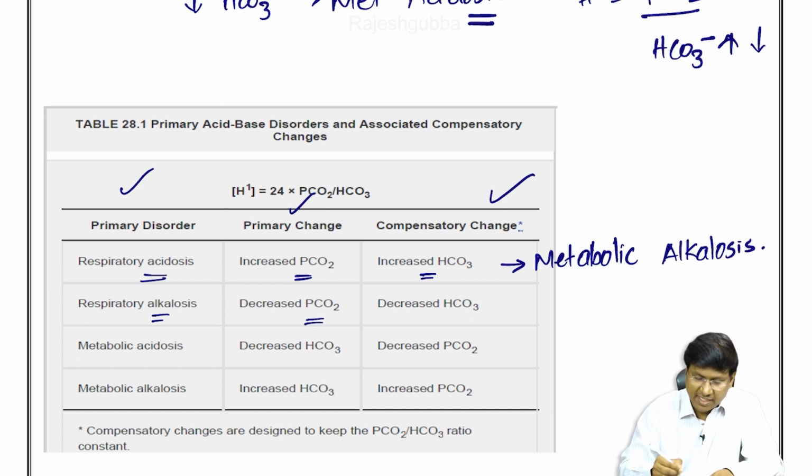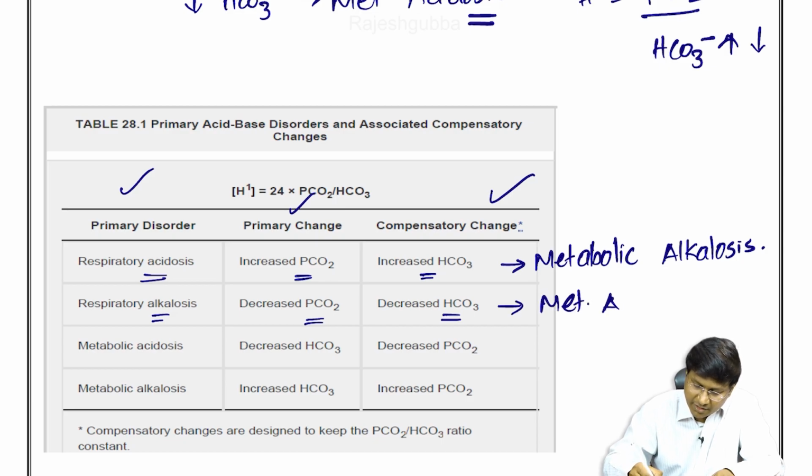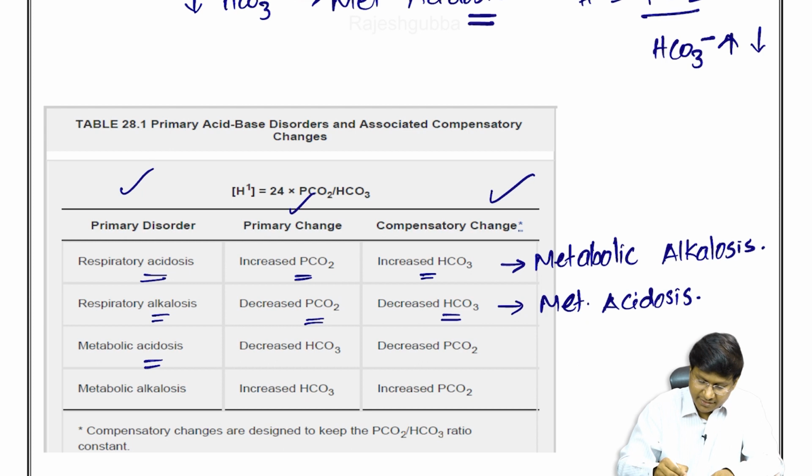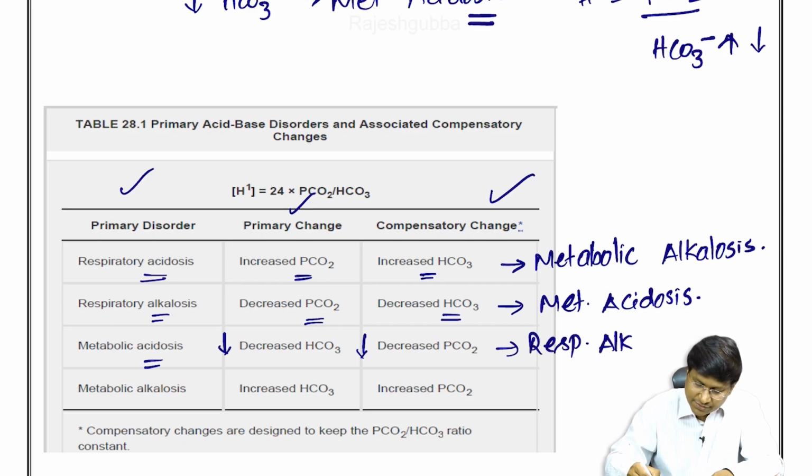So once there is a decrease in carbon dioxide as a primary disorder, what will be the compensatory change? There should also be a decrease in bicarbonate. Once there is a decrease in bicarbonate, the compensatory change will be metabolic acidosis. Right? And if the primary disorder is metabolic acidosis, what should happen to your bicarbonate? There will be a decrease in bicarbonate. Once there is a decrease in bicarbonate, there will also be a decrease in carbon dioxide levels. Once there is a decrease in carbon dioxide, the compensatory event will be respiratory alkalosis.